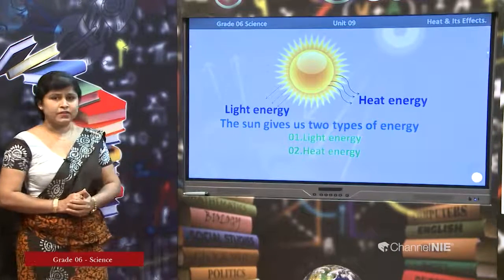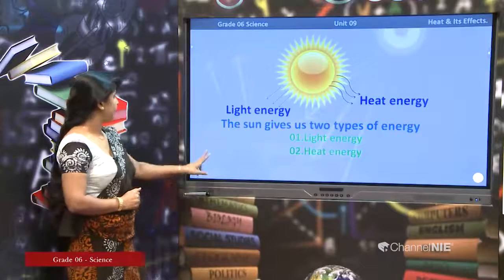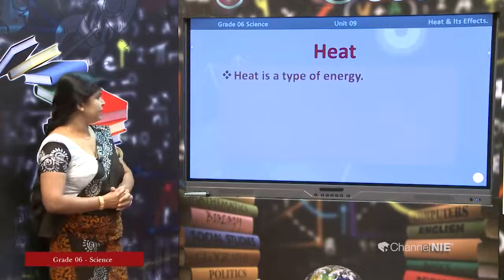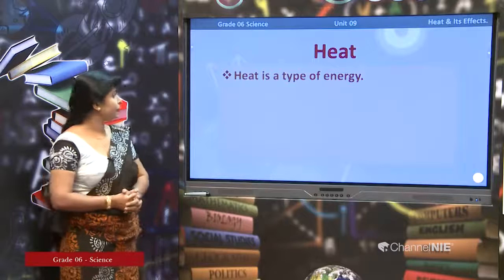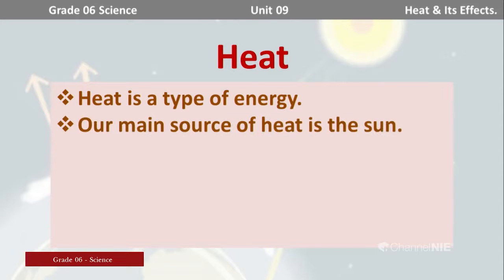Look at the diagram given on the screen. You can clearly observe that there are two types of energy provided by the sun, light energy and heat energy. The sun gives us two types of energy. Number 1, light energy. Number 2, heat energy. Right. Now, this is what we discussed now. Heat is a type of energy. Our main source of heat is the sun.